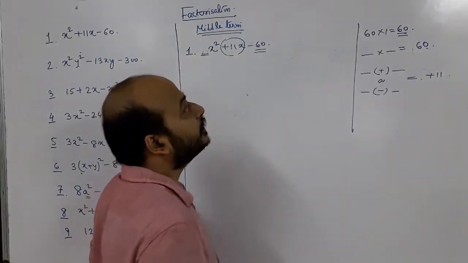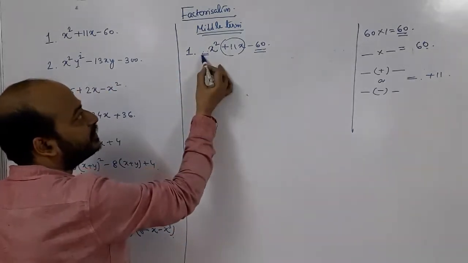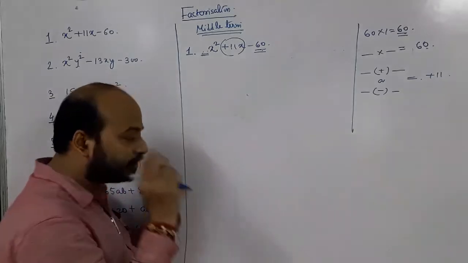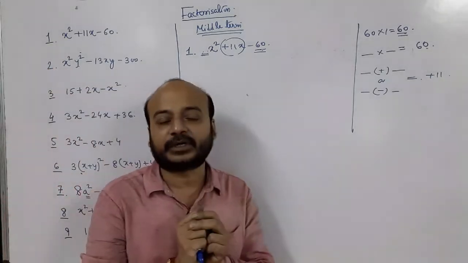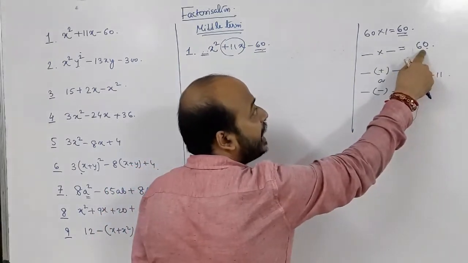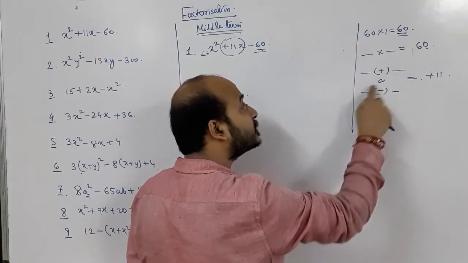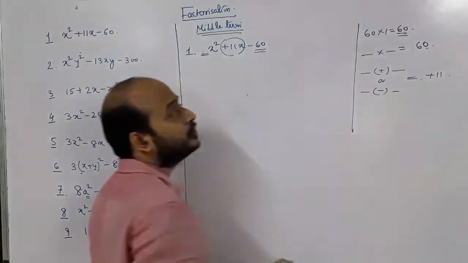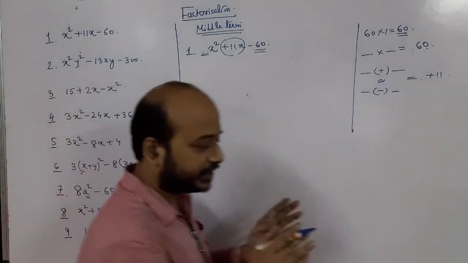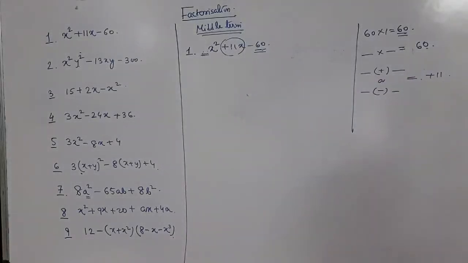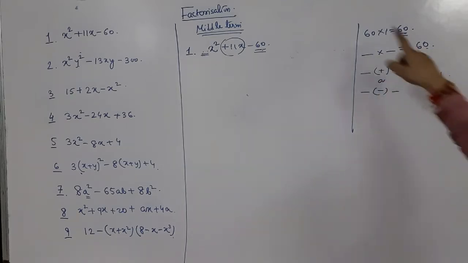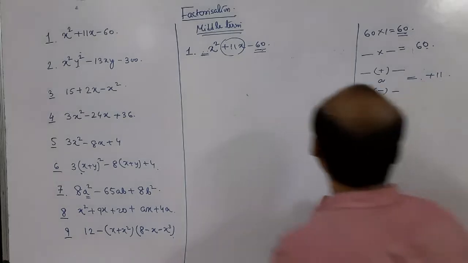What did I tell again? First of all, we will multiply this number with this number. So we are multiplying 60 into 1. So mentally we are getting 60. Now we will think of 2 numbers such that if we multiply those 2 numbers, you get 60, and if you add those 2 numbers or subtract those 2 numbers, you should get 11. So you should take such a pair, such that when you multiply that pair, you get 60, and when you add or subtract that pair, you should get that middle term. Understand?